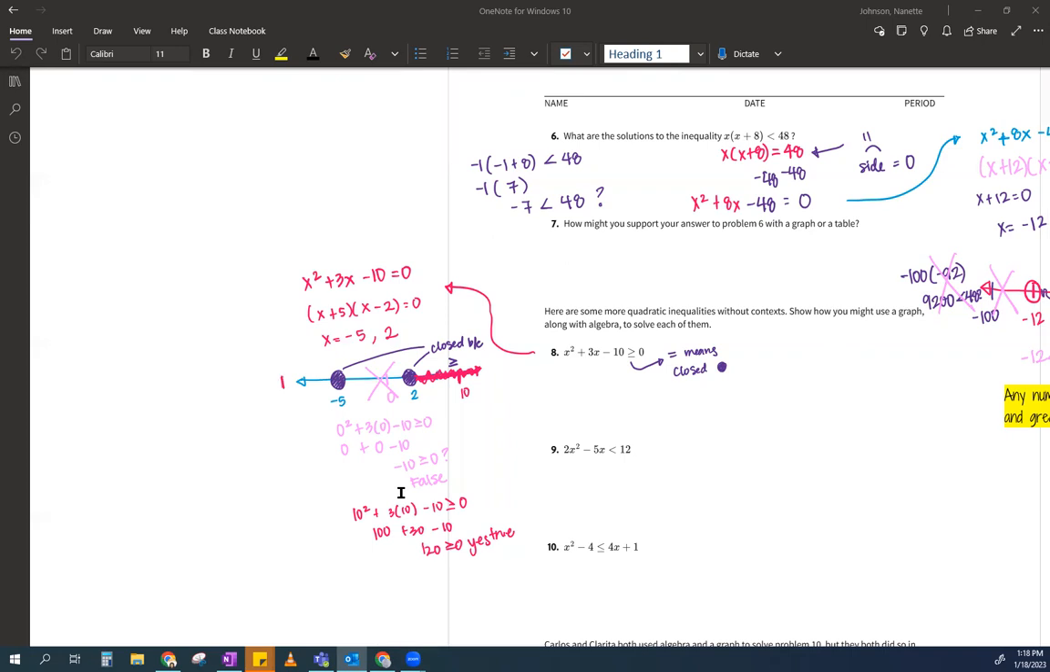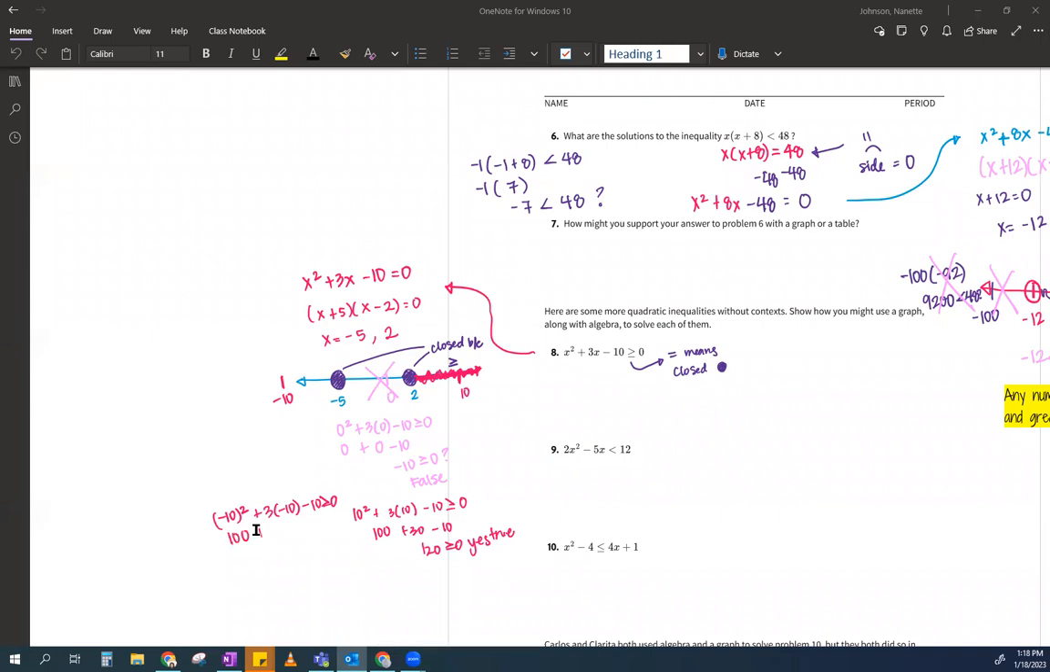So negative 10 quantity squared, meaning parentheses. This is important. When you're plugging in, the negative 10 has to go into a parentheses like that. And then plus 3 times negative 10 minus 10, is that greater than or equal to 0? That's a question, right? So I'm going to solve. It's 100 plus negative 30 minus 10.